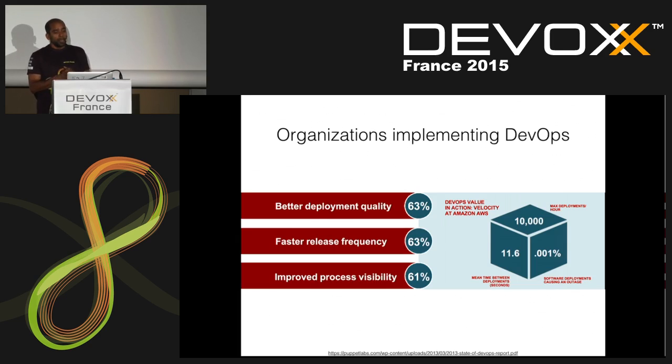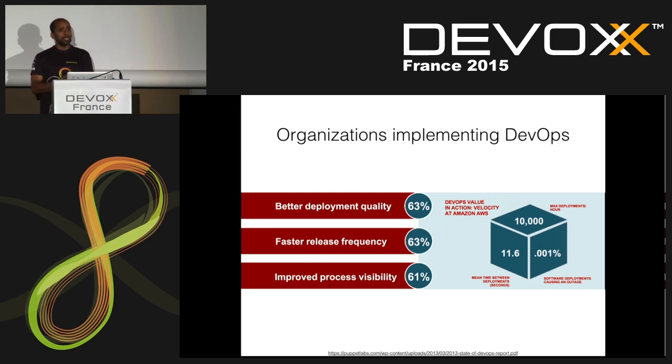Now, the organizations that are implementing DevOps are getting better deployment quality, faster release cadence, and much more improved process visibility. Effectively, if you have process visibility, the other two things automatically come in handy, because then you're more aware of what the other party is responsible for or what they're going to do.